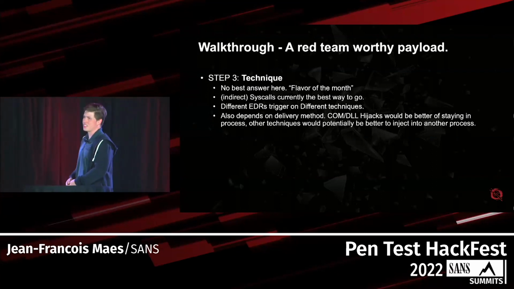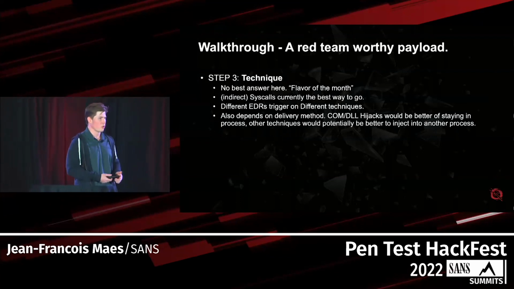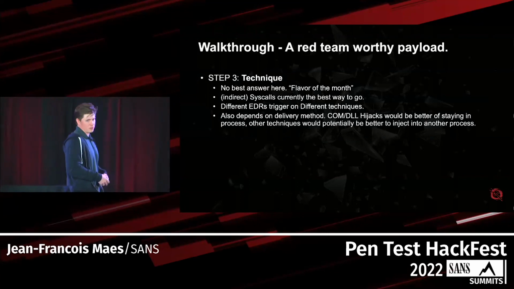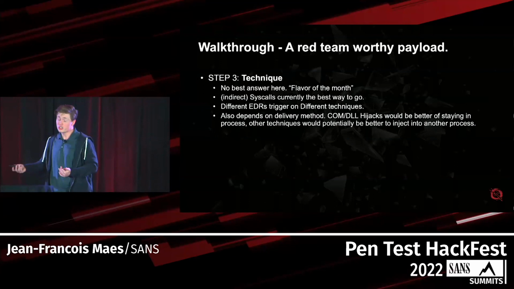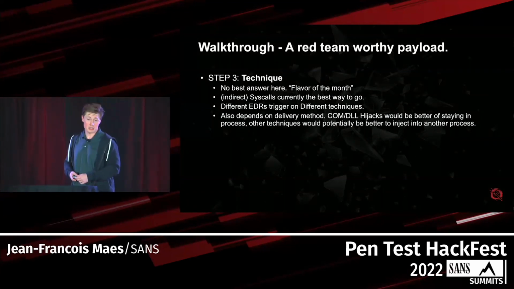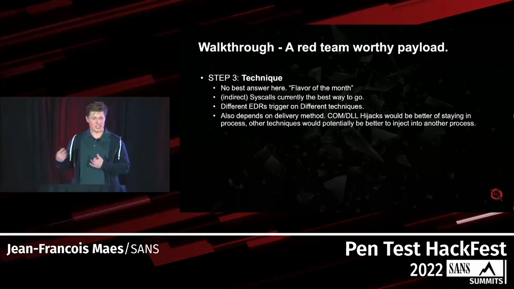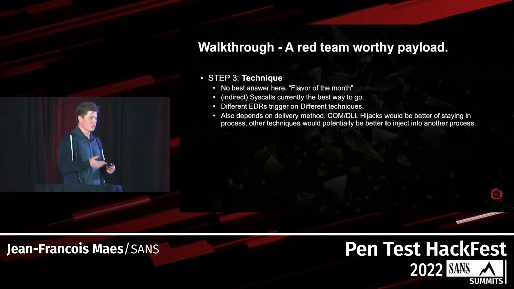There's no best answer here. Again, it's kind of flavor of the month. Just keep an eye on Twitter or Mastodon now, I guess, for the flavor of the month, right? People share their TTPs, so that's kind of nice, both for red and blue. Unfortunately for blue, red is usually faster at implementing these new flavor of the month techniques than your EDR or your endpoint security is in signaturing them. However, it's still a cat and mouse game as always.